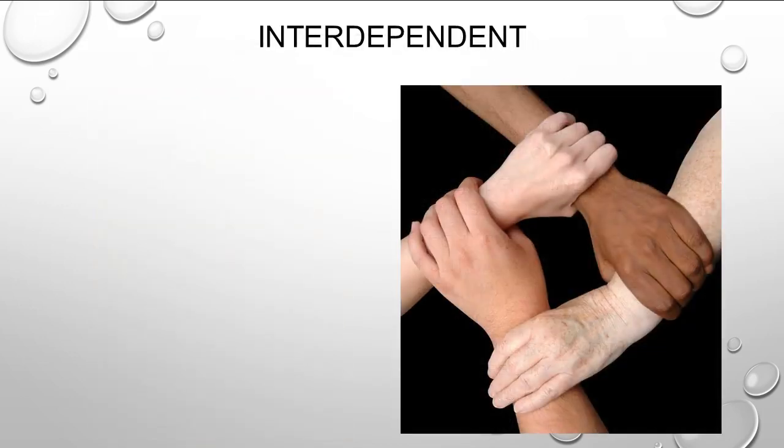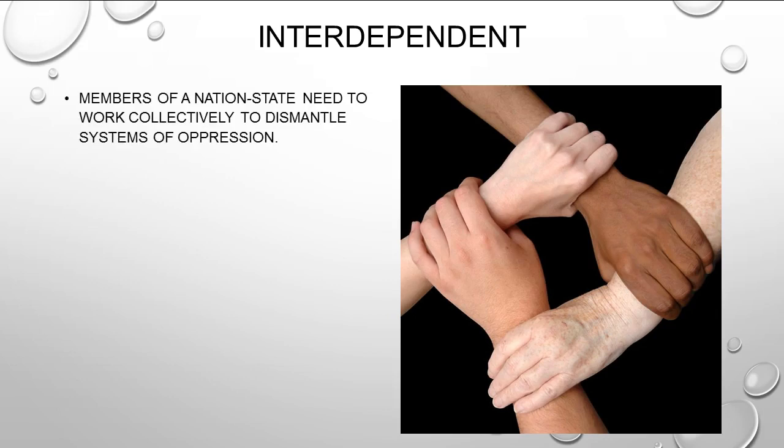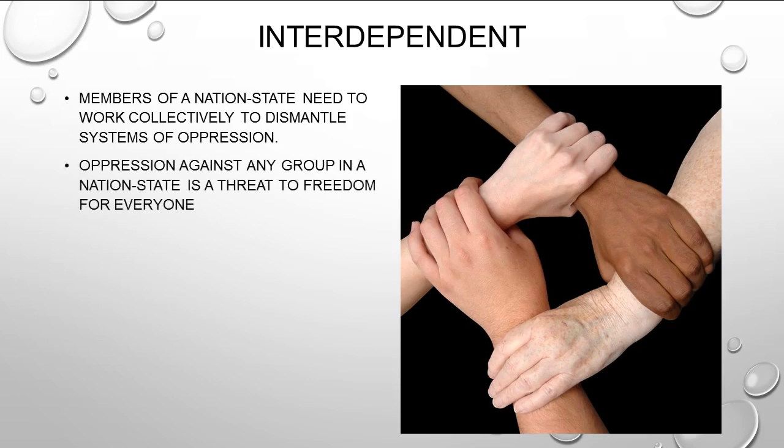And so finally, the final characteristic of social justice is this idea of recognizing people as interdependent. And it's in part a recognition of the collectivism that we all need, but don't necessarily recognize. But it's also this idea that members of a nation state need to work collectively to dismantle systems of oppression. So basically, if we want to get rid of inequality, we need to work together to eliminate inequality. And this idea that oppression against any group in a nation state is a threat to freedom for everyone.